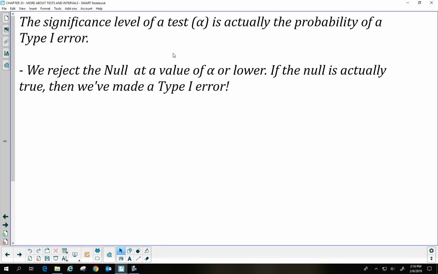So our significance level that we're using, our alpha, we usually use 0.05, 5%. That's the probability of committing a type 1 error. So if our p-value is alpha or less, then we would reject the null hypothesis. But if our null hypothesis is actually true, then we would have a probability of 5% if we're using a 0.05 alpha that we'd reject the null hypothesis even though it was true, and that would be a type 1 error. So our alpha is actually related to the probability we make a type 1 error.